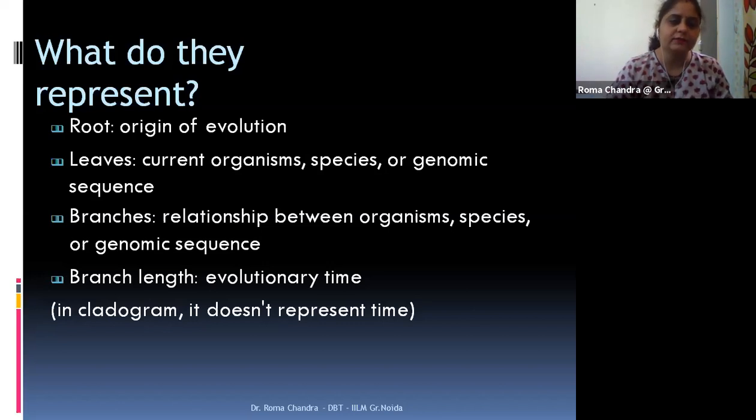Leaves represent the current organisms, species, or genomic sequences, whatever you are considering for your analysis. Branches help us understand how these sequences, organisms, or species are connected and related to each other. The branch length represents the evolutionary time. What was the evolutionary time? What was the distance? That distance helps us understand the similarity.